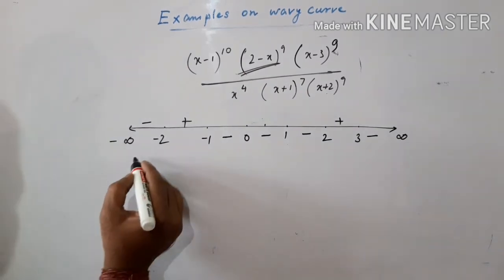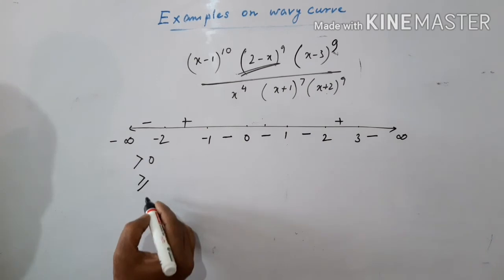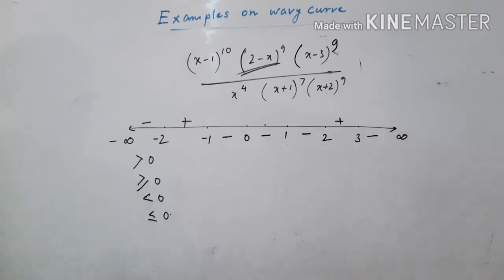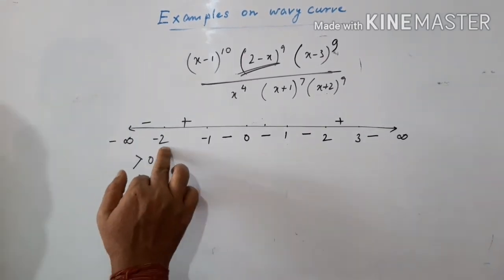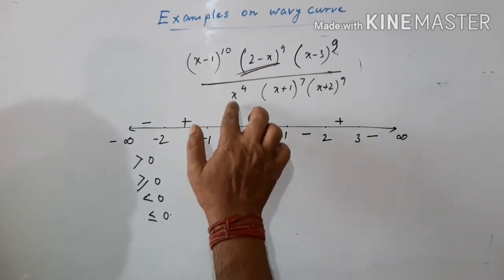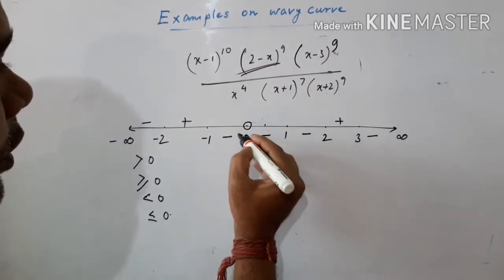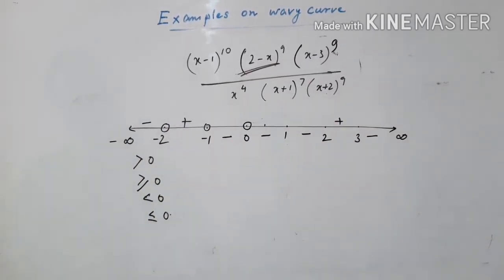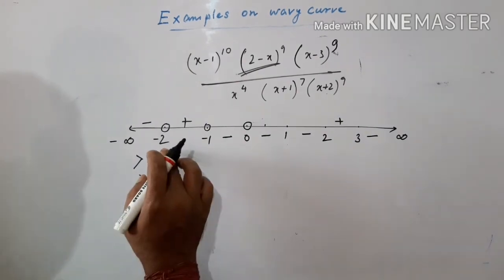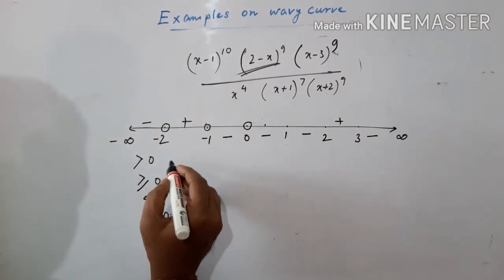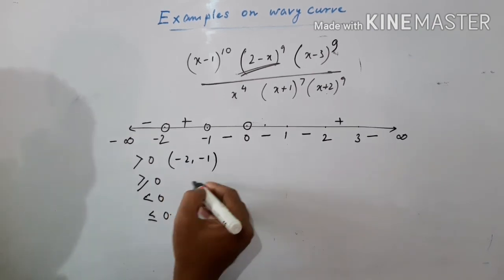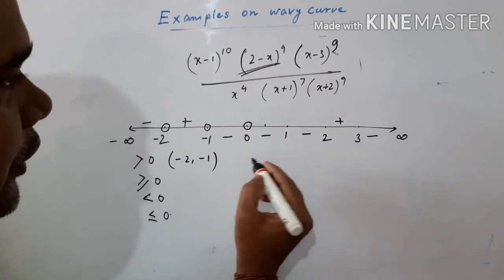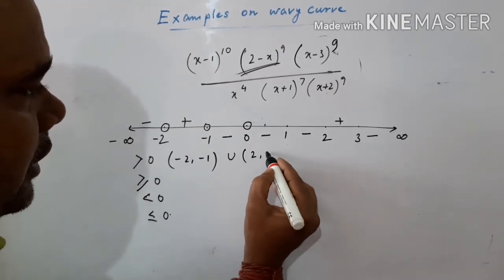Now we shall consider the 4 cases: greater than 0, greater than or equal to 0, less than 0 and less than or equal to 0. So first, greater than 0. Now let us plot the poles. Clearly 0 is a pole, minus 1 is a pole, minus 2 is a pole. So x cannot assume these values. Now first positive case, minus 2 to minus 1. Then negative, negative, negative. Positive case 2 to 3. So union 2 to 3.